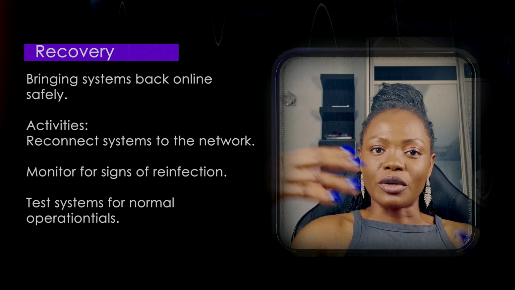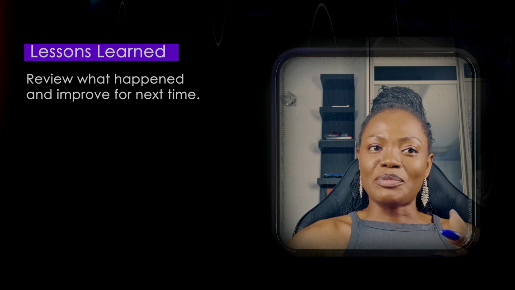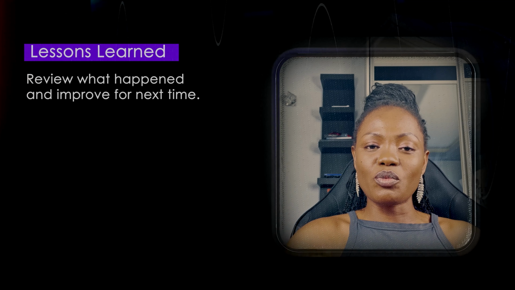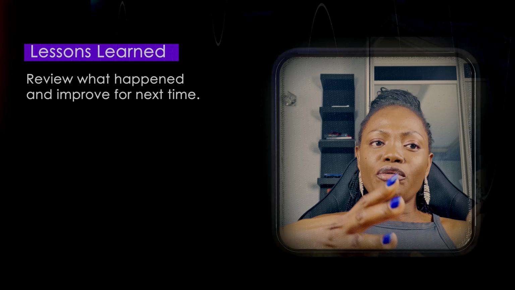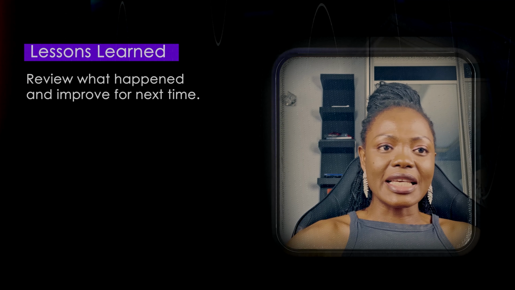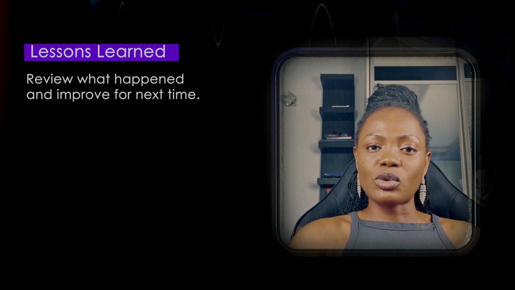And it's also in recovery that you get to monitor so that there is no reinfection. You reconnect the endpoint or the system to the network, you monitor for signs of reinfection. It happens in recovery, and the system will be ready for normal operation. And then for lessons learned, like I previously mentioned, lessons learned is reviewing what has happened so that you can improve for next time. You hold meetings among the teams that have responded to this incident on ways to improve. You even update your incident response plan or playbook. You can update it from lessons learned.